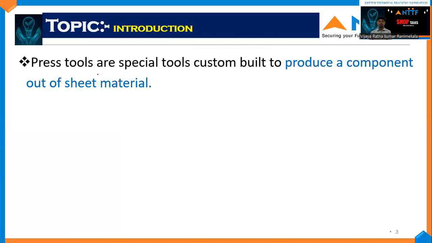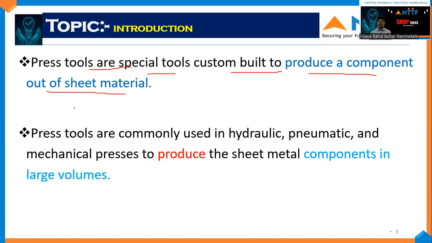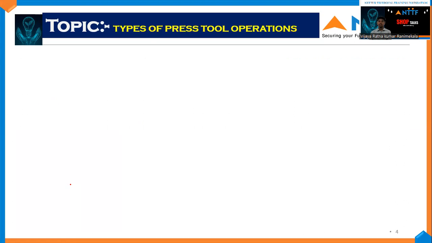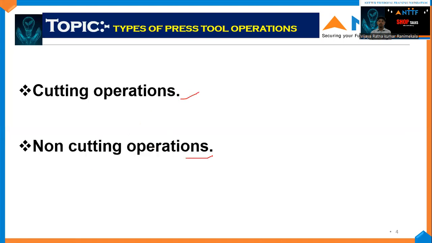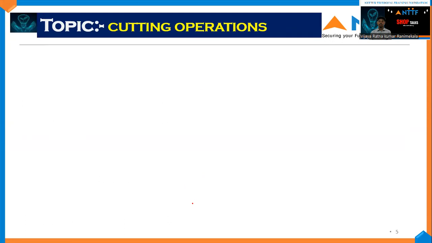Introduction. Press tools are special tools, custom built to produce a component out of sheet material. Press tools are commonly used in hydraulic, pneumatic, and mechanical presses to produce the sheet metal components in large volumes. Types of press tool operations: cutting operation, non-cutting operation, hybrid operation.